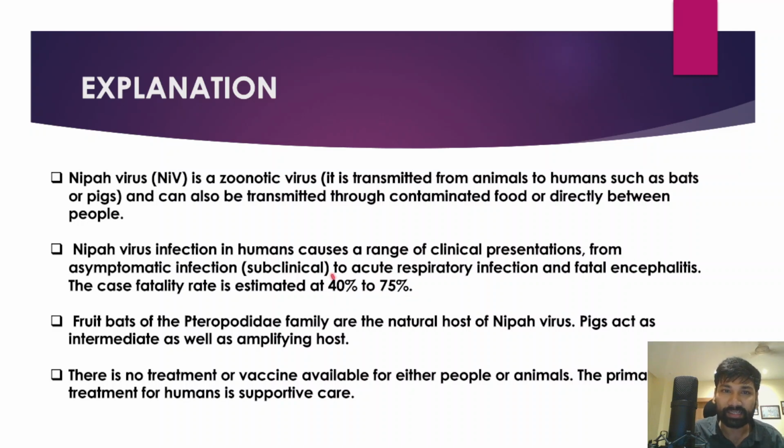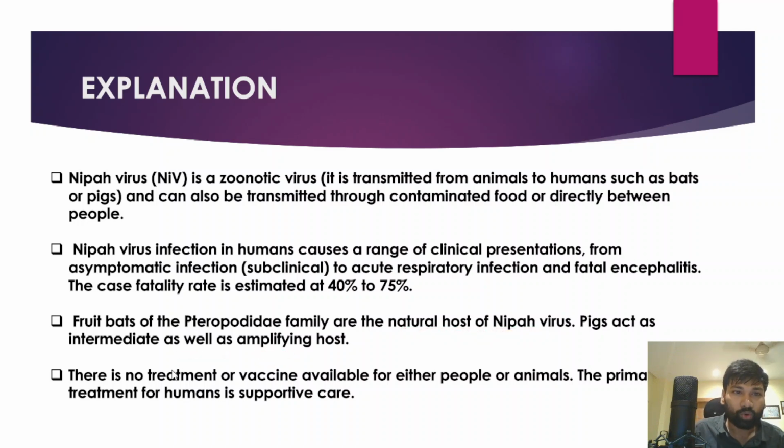Now this means that, for example, imagine that 100 individuals are infected with the Nipah virus. Among those 100 individuals, around 40 to 75% would die because of this Nipah infection, and that is the fatality rate with respect to this Nipah virus. And apart from that, the fruit bats of the Pteropodidae family are the natural host of Nipah virus, and pigs can also act as an intermediary, further amplifying the host as well.